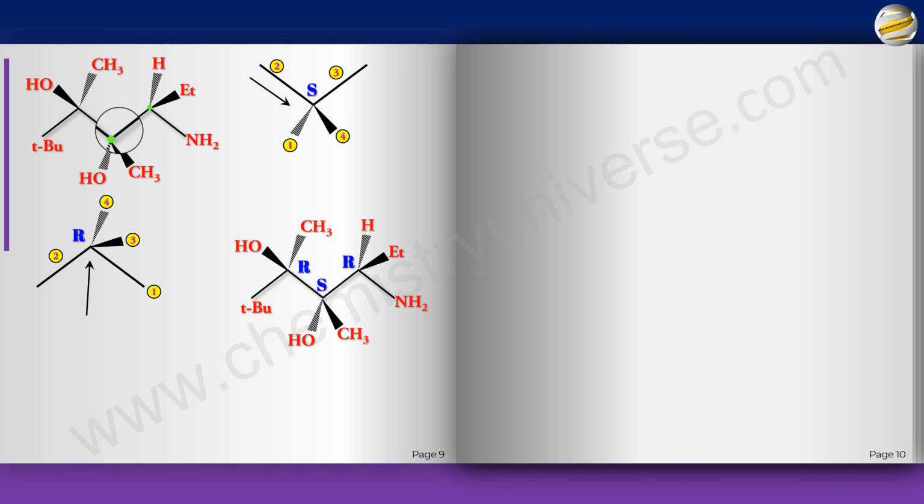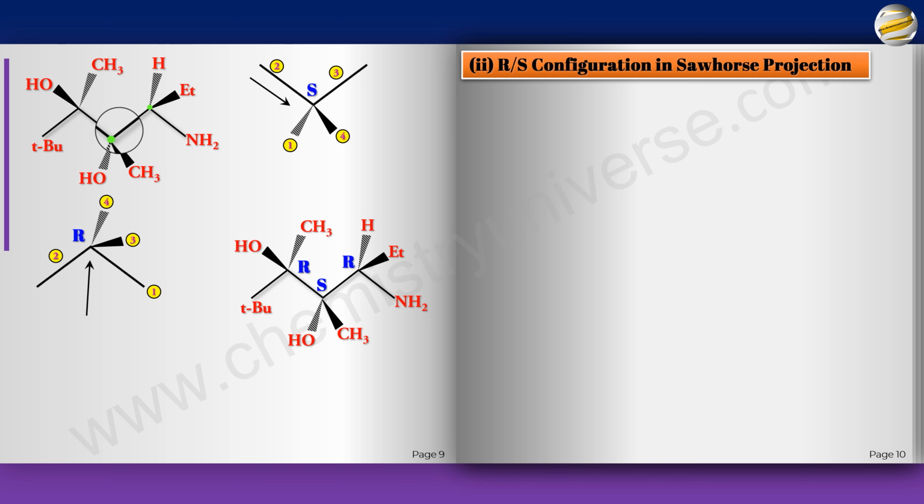And if you want to know how we name it, well, you give the numbers for generating the IUPAC name. And then if you see carbon 2 is R, then you say 2R, 3S, 4R, and so on. And then you give the IUPAC name. So now let's look at the RS configuration in the Sawhorse projection. Suppose I was given this Sawhorse projection, and I have to find out the configuration of these carbons.